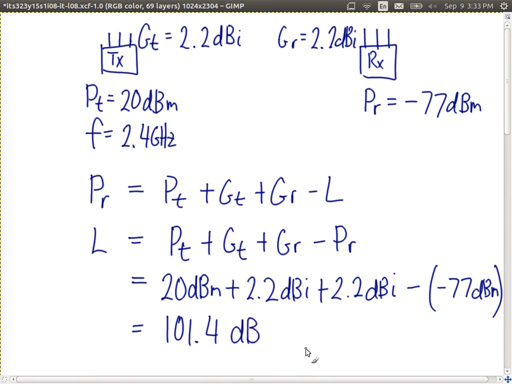dB, not dBm. Just add them up. I'll let people catch up and write that down, and then we'll answer some questions about it.